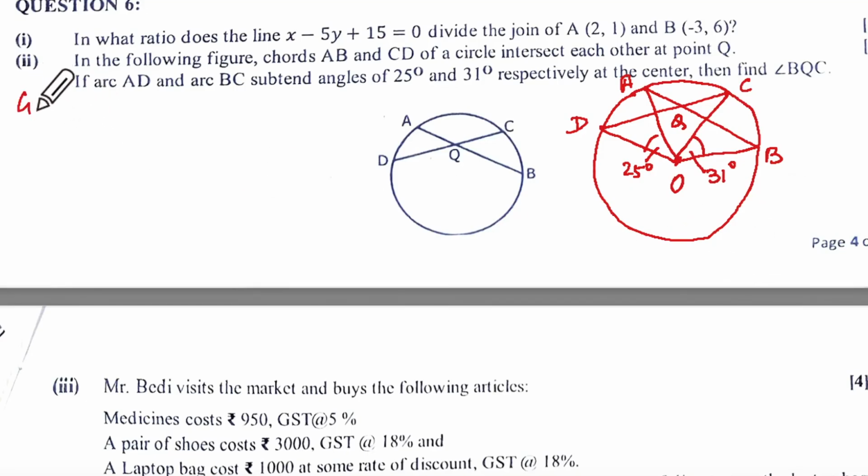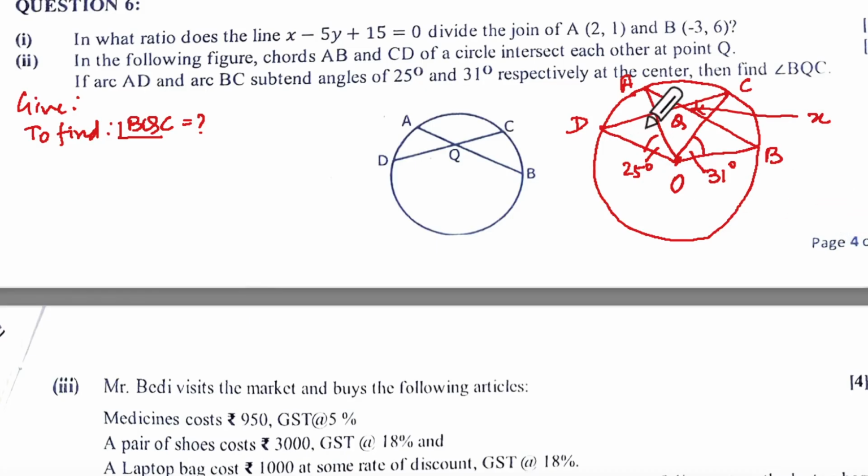Okay, so we are writing given and then to find. You can write this on your own. Angle BQC is to be found out. BQC is this one. Okay, so we will call this X. This one is X. Oh dear me, I can't write X properly. X. All right.